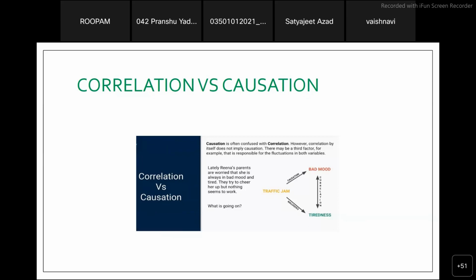So here the traffic jam is also something like that. It's an intervention, a third variable, which is causing bad mood and translating into tiredness. That is why I always say correlation does not equal causation.